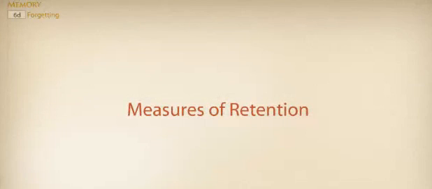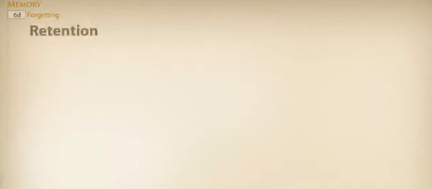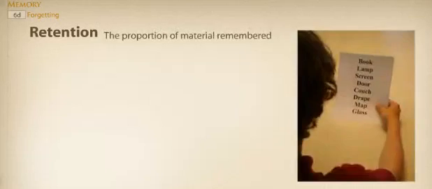Now we're going to talk about some measures of retention in memory. Ebbinghaus's pioneering research demonstrated the need for precise measurement of retention. Retention refers to the proportion of material remembered. Imagine that you memorize a list of 25 words. There are 3 methods that can be used to assess your retention of this material: recall, recognition, and relearning. I'm going to click on each one of those to show you what they are.